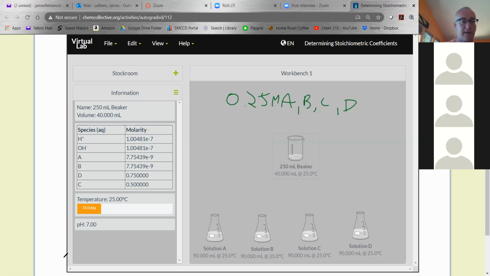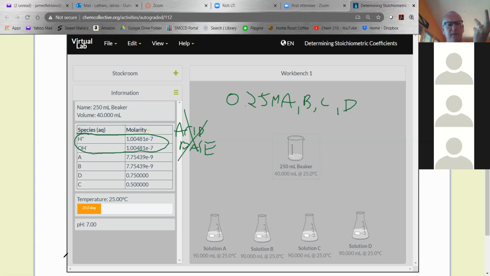Oh, and have a look at H plus and OH minus. They're still equal, right? So basically that means I have not created an acid and I have not created a base. Because if I created an acid or a base, those concentrations would change, but they haven't. So you don't even have to worry about that.